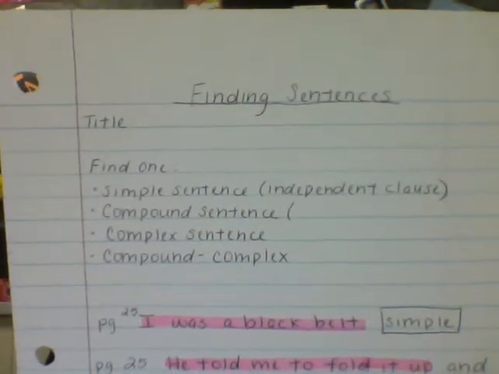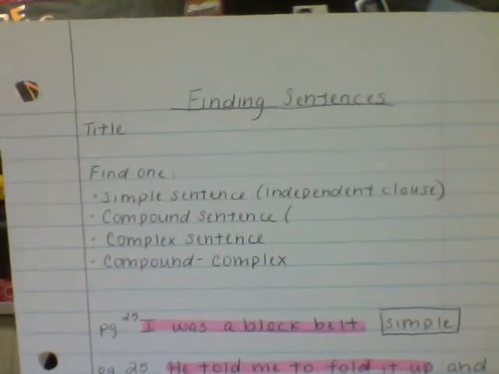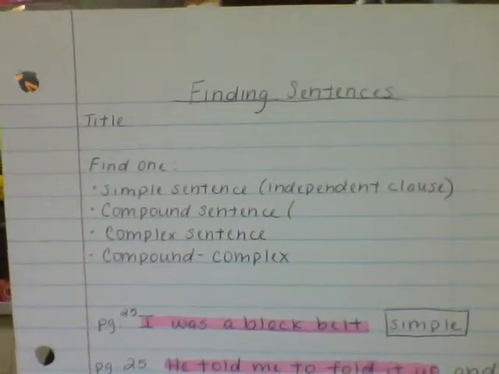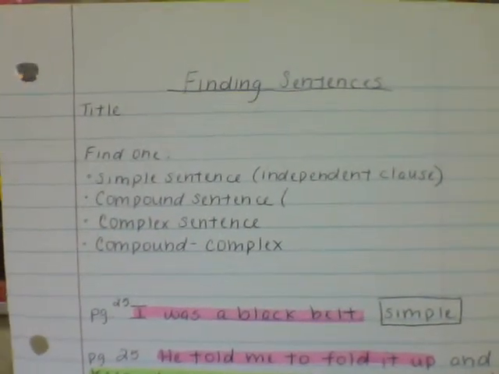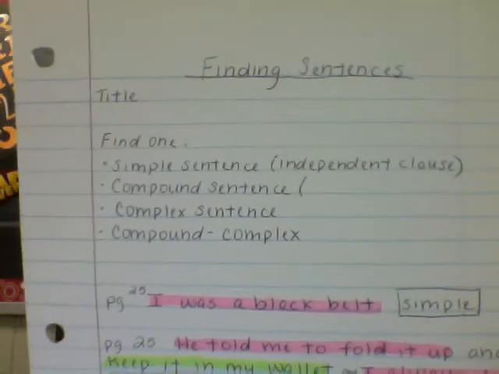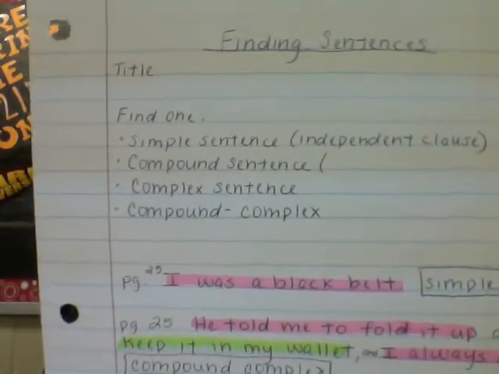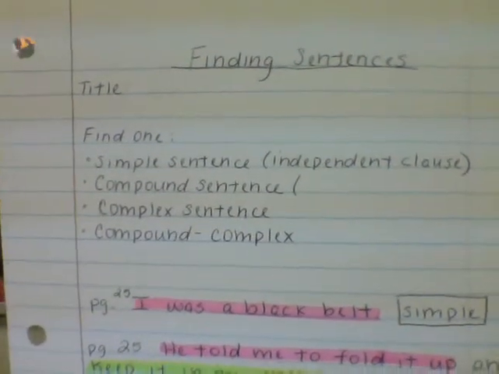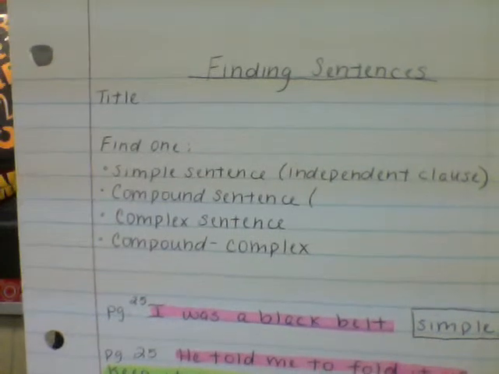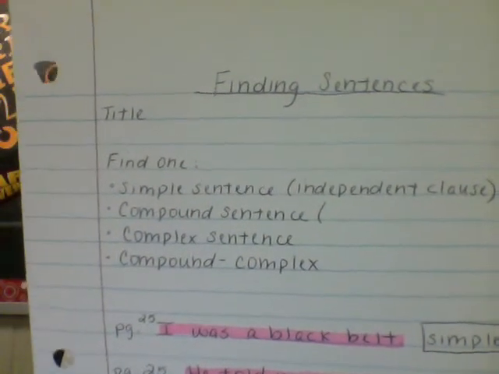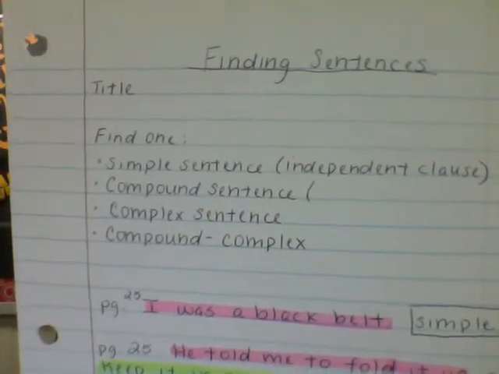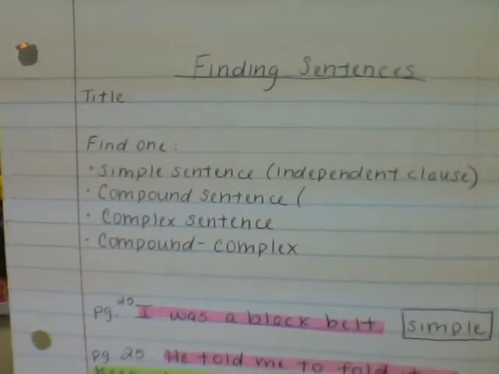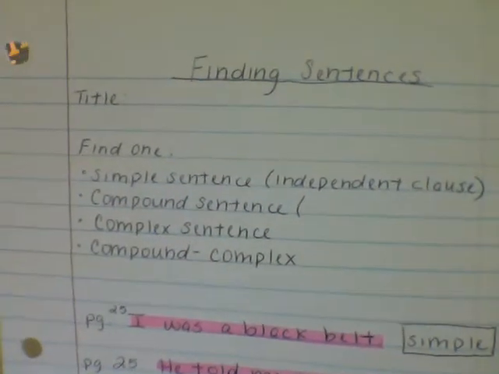Remember, for this assignment, you have to find one of each of the types of sentences. Now, today I'm not going to let you use my markers. So I want you to underline the independent clause and circle the dependent clauses in a sentence instead of using the pink and green. If you do have pink and green markers or highlighters, then go ahead and use those. If you have this assignment done, it is due on Friday, tomorrow, then you get free reading time.